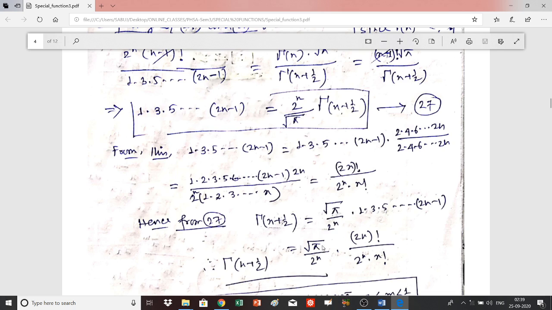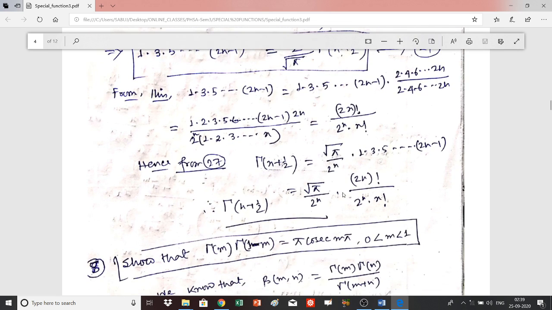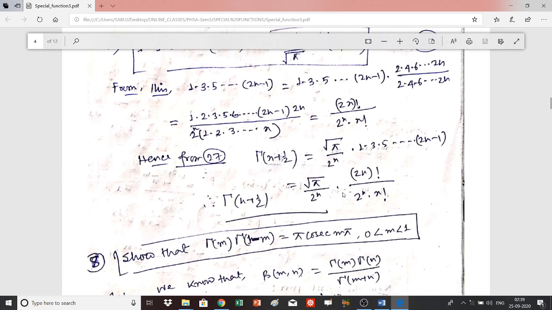half is equal to square root pi by 2 to the power n, then 2n factorial by 2 to the power n and 2n factorial. So this equation can be derived from equation number 27.